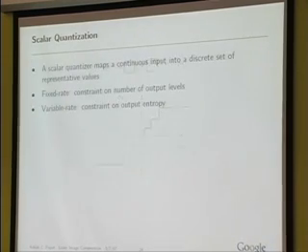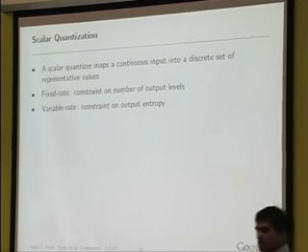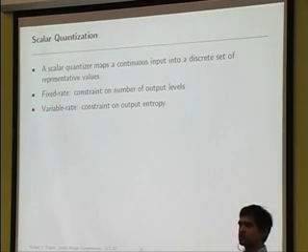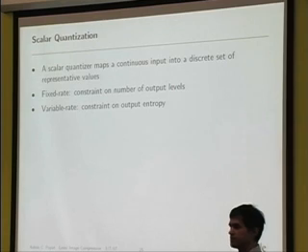There are two varieties that we care about. There's a fixed rate quantizer, which is very simple. Let's say I have a quantizer that maps everything into 8 possible output values. Then I could simply represent each output value by 3 bits, for example.